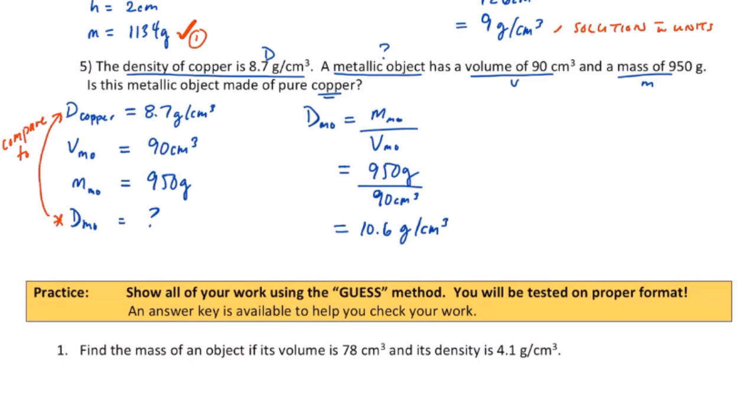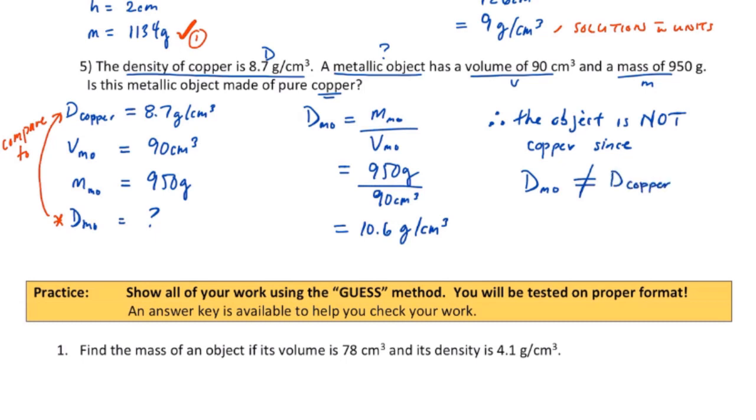So then we would want to say, therefore, get your 3 little therefore dots, therefore, the object is not copper, and our reason for that, it's since, and we can use a little math language as well if we want, we can say that the density of the metallic object is not equal to the density of the copper. So this little equal sign here with the slash through it means not equal. And that's how we solve problems like that.